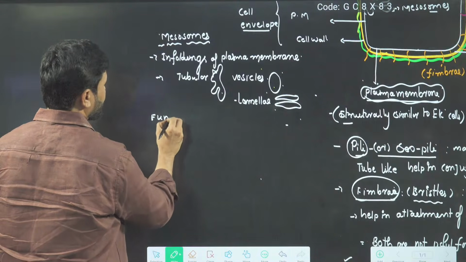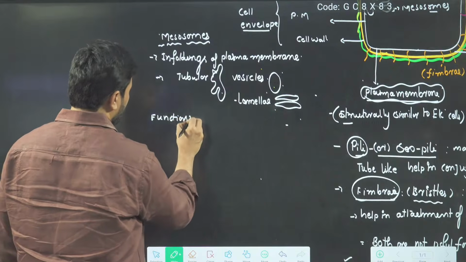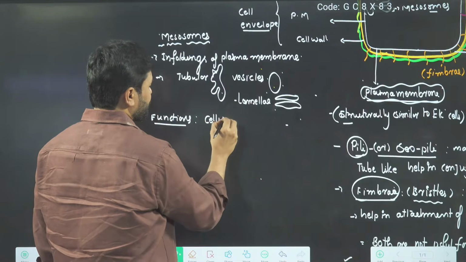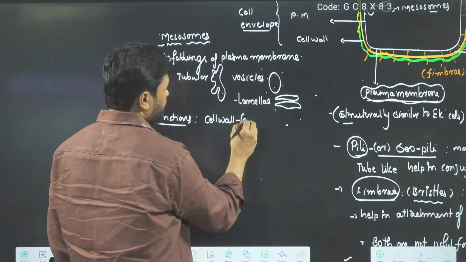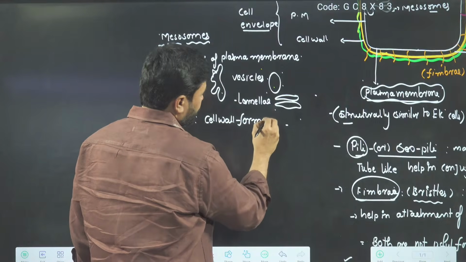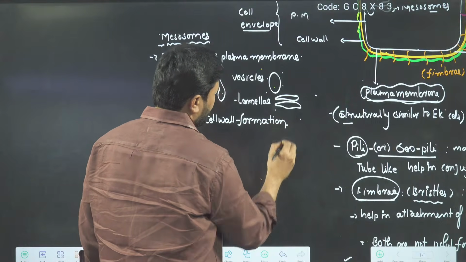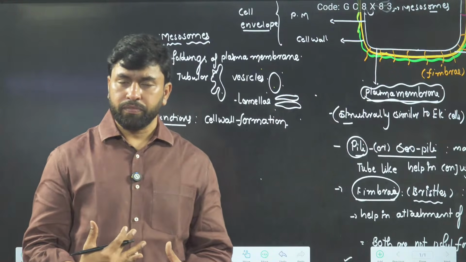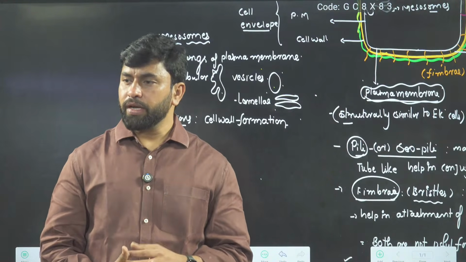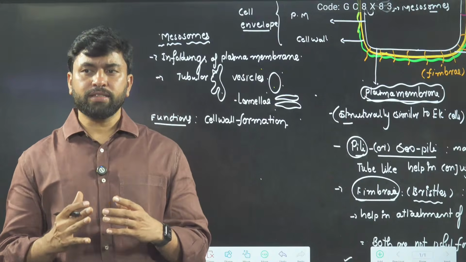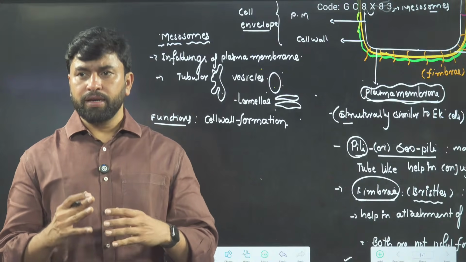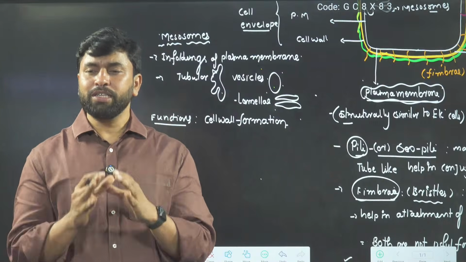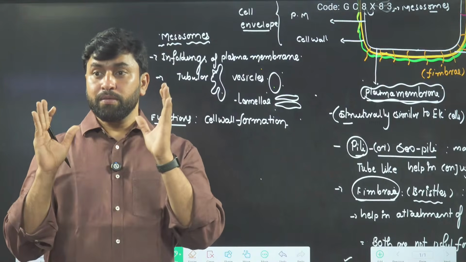Functions of mesosomes. First and foremost function, cell wall formation. If you recall, the cell wall of bacteria is made up of peptidoglycan or murein. That murein or peptidoglycan is synthesized by the plasma membrane, and it is secreted outside. That's why cell wall formation is under the control of our mesosomes.